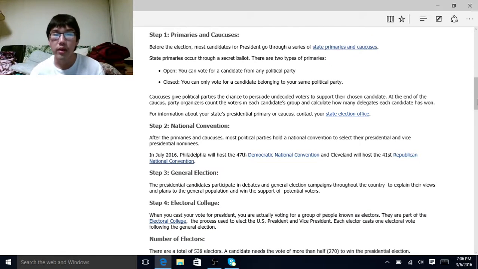Okay. Before the election, most candidates for president go through a series of state primaries and caucuses. State primaries occur through a secret ballot. There are two types of primaries, open and closed. Open, you can vote for a candidate from any political party. Closed, you can only vote for a candidate belonging to your same political party. Caucuses, I'm hoping I say that right. Your political party is the chance to persuade undecided voters to support their chosen candidate. At the end of the caucus, party organizers count the voters in each candidate's group and calculate how many delegates each candidate won.